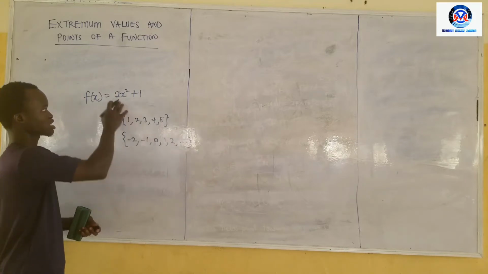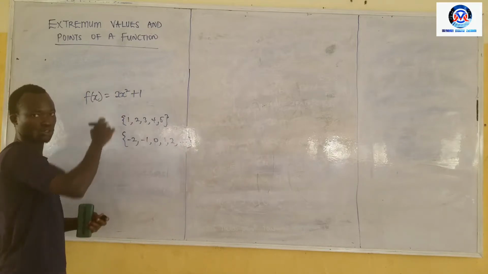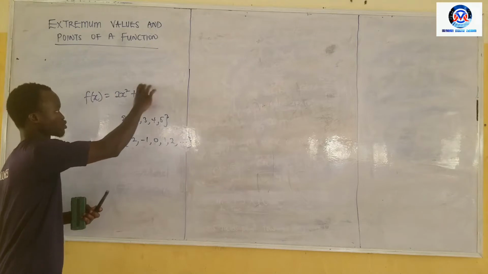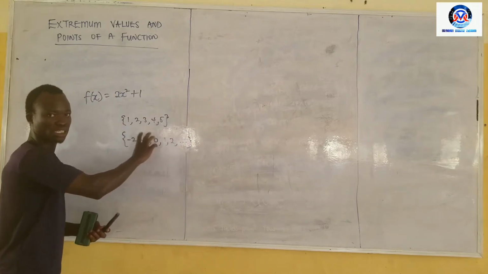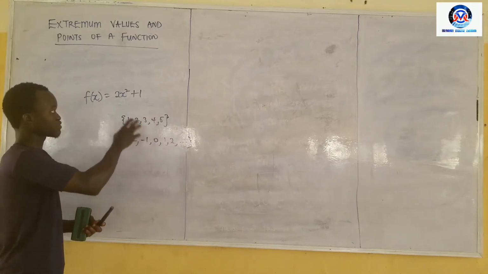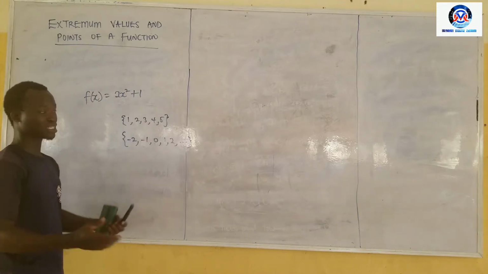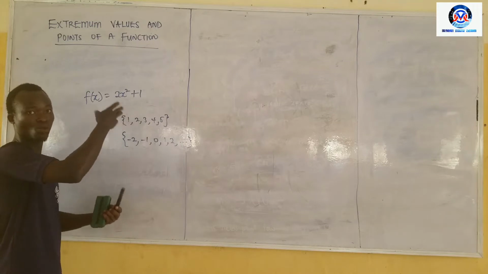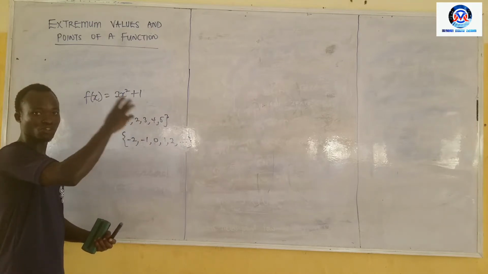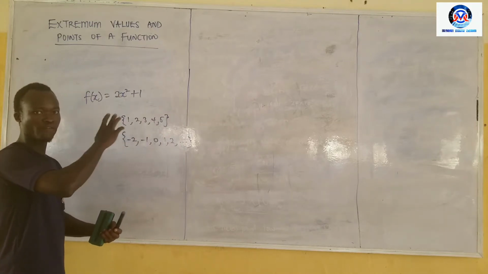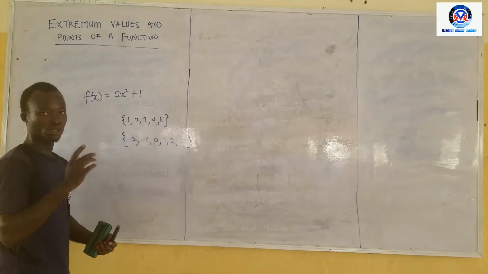This set also will satisfy the domain of this function. Why? Because we can evaluate this function at every point in this set. So this set satisfies the function as its domain. So the set of all numbers satisfies this function as its domain. Why? Because we can evaluate this function at every point of x, which is a real number.